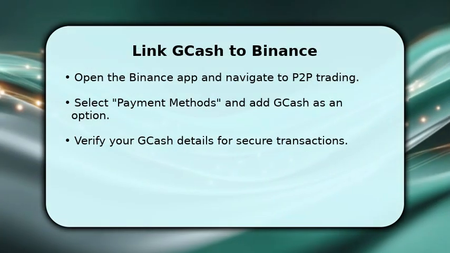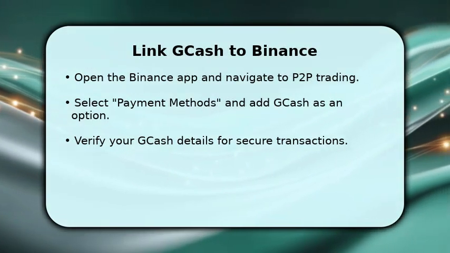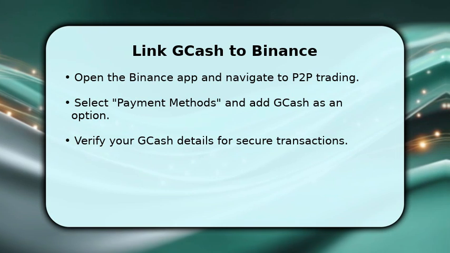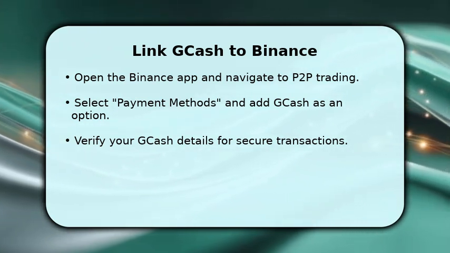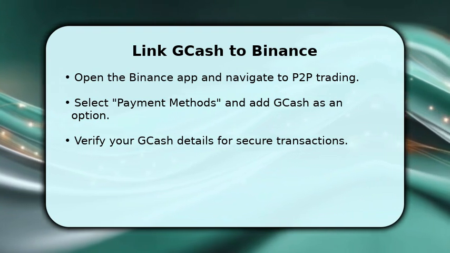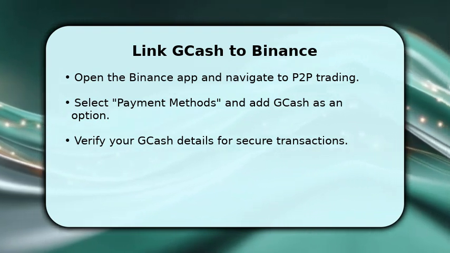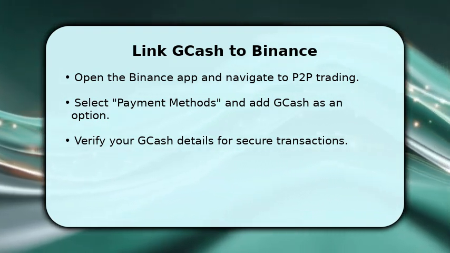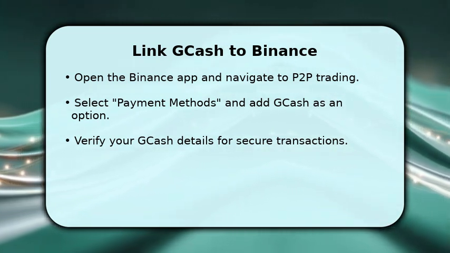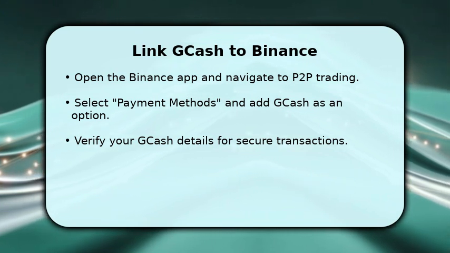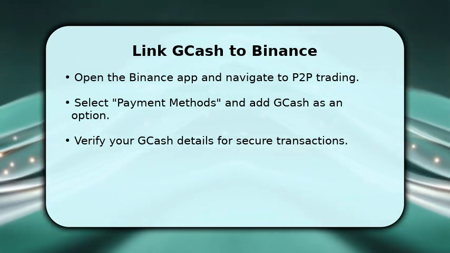To begin, open your Binance app and tap on the P2P trading section. Look for the payment methods option and select Add a new payment method. Choose GCash from the list of available options. You will need to enter your GCash account name and number. Double-check these details carefully to ensure they are accurate for smooth and secure transactions.